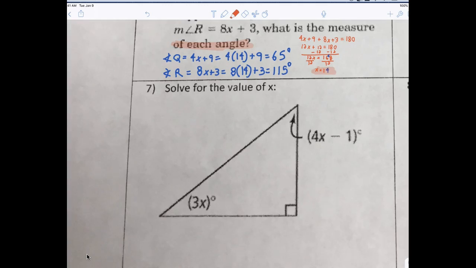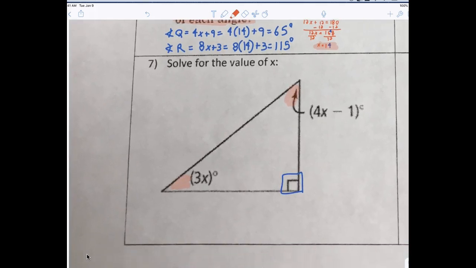We solve for the value of x. So what's true is that this is 90 degrees. So we know that this equals 90. What does? 4x minus 1 plus 3x. That's exactly correct. Because this is 90, these two angles over here have to add up to 90. You with me? All right, that was very, very smart, actually.